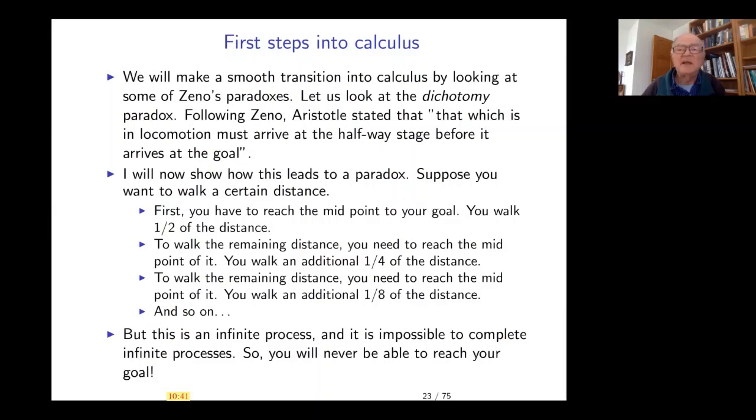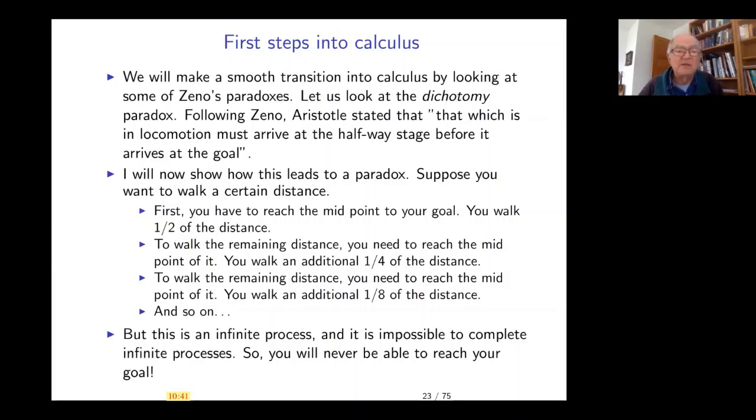Aristotle stated that which is in locomotion must arrive at the halfway stage before it arrives at the goal. So you need to reach a midpoint before you reach the end. So that makes perfect sense. I don't think anybody would debate that if you go someplace, you first have to reach the midpoint. But strictly speaking, if you follow just thought processes, this leads to a paradox.